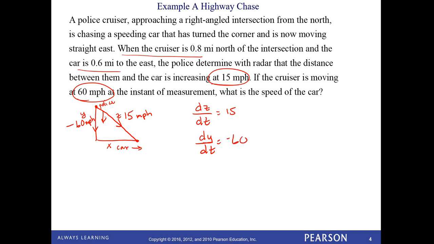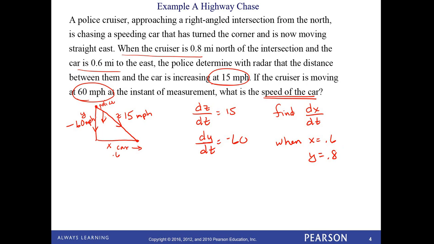So those are the rates that I know. I am looking for the speed of the car. So given this information, I'm going to find dx/dt at the moment when x is 0.6 and y is 0.8. These are the things that I'm going to plug in at the very end.